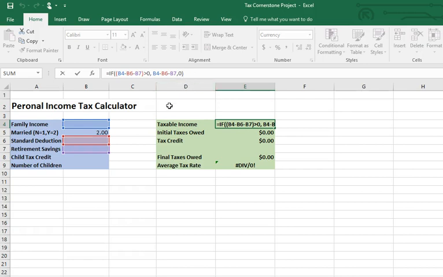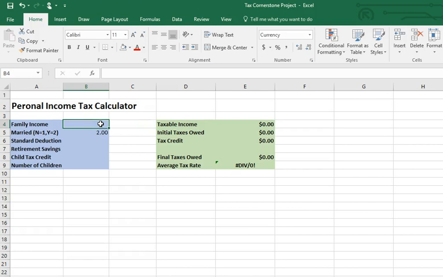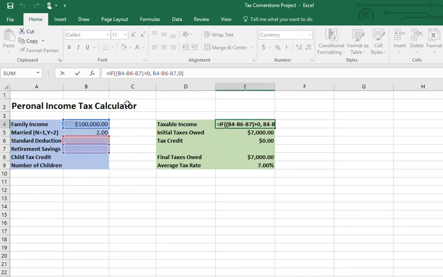Okay, so let's put some numbers in here and see what that means. Let's say that we made $100,000. That's going to be our family income, $100,000 of income for this family. Now first it says your taxable income is $100,000. Well, where did it get that number? How did they come up with a taxable income of $100,000? Well, it's taking that family income and subtracting the standard deduction and retirement savings.